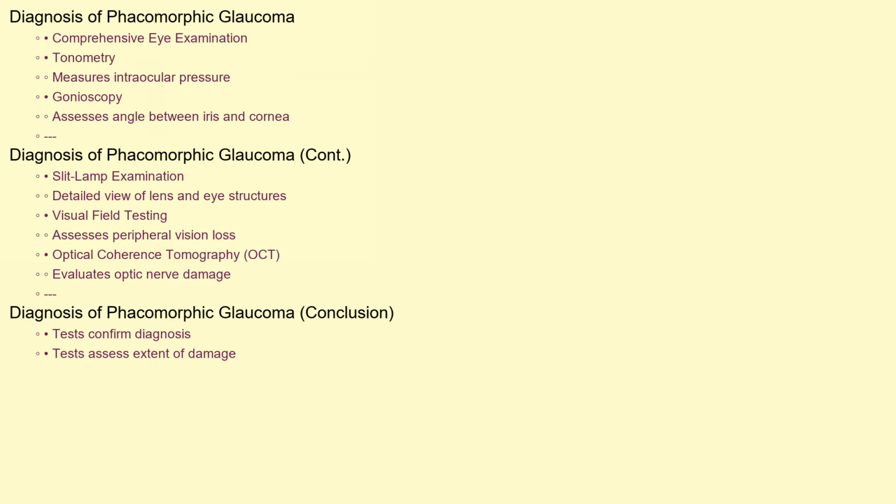Diagnosis of phacomorphic glaucoma involves a comprehensive eye examination. Your ophthalmologist will measure your intraocular pressure using tonometry. A gonioscopy, a special procedure that uses a mirrored lens, will assess the angle between the iris and cornea to see if it's blocked. A slit lamp examination allows a detailed view of the lens and other eye structures. Visual field testing may be conducted to assess for any peripheral vision loss. Optical coherence tomography, or OCT, can evaluate the optic nerve for damage. These tests, taken together, help confirm the diagnosis and assess the extent of the damage.